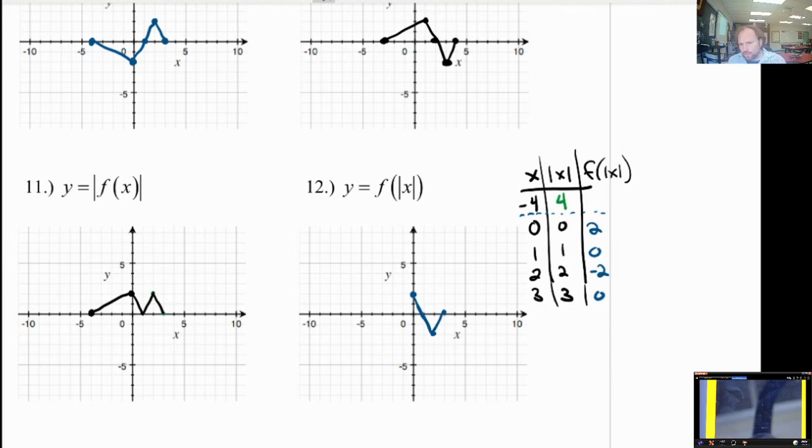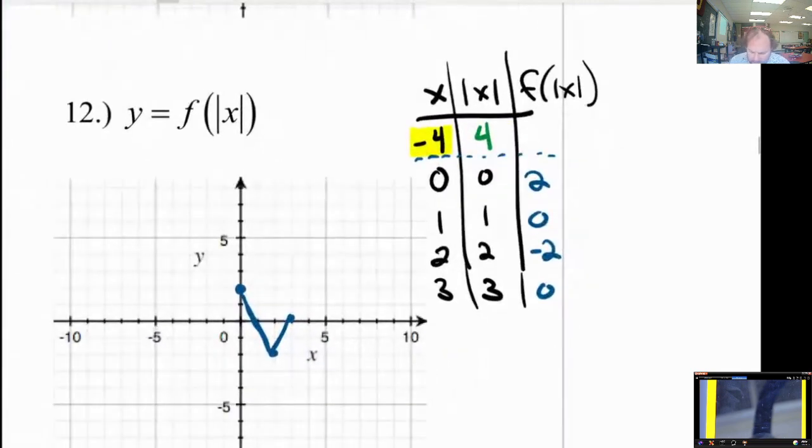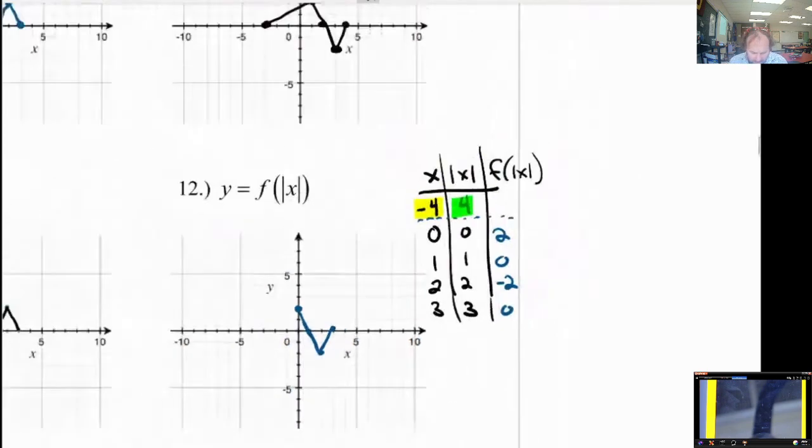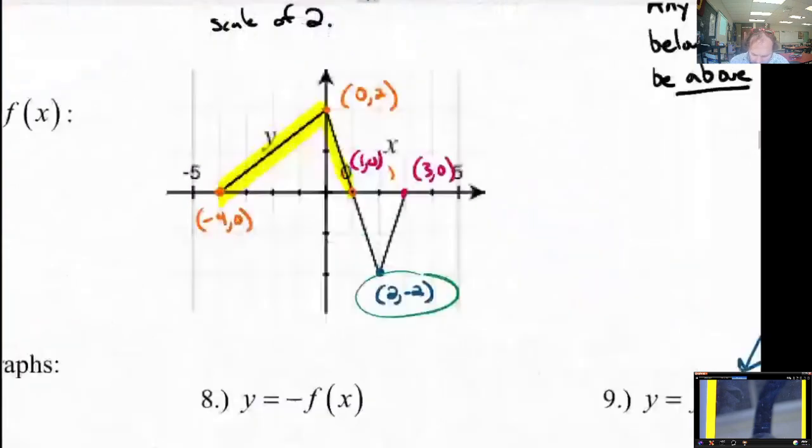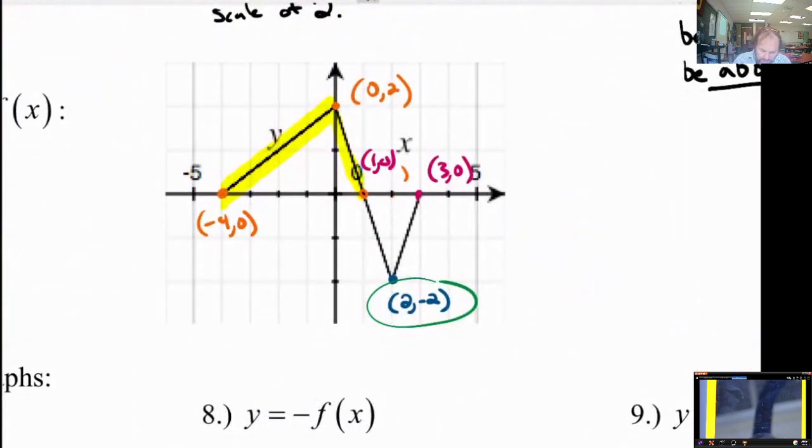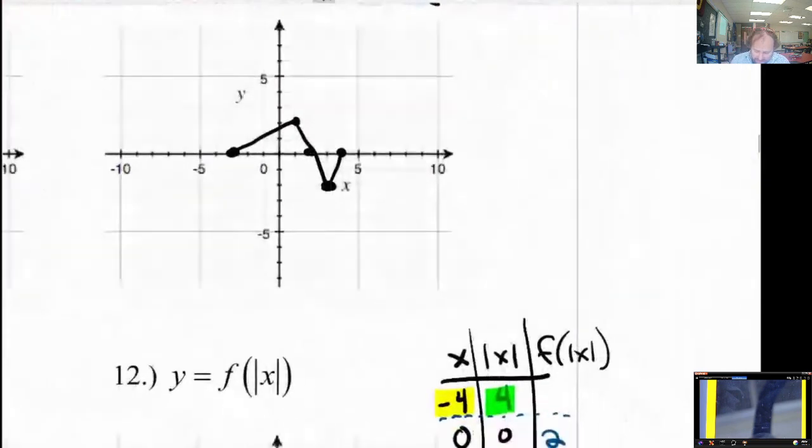So negative 4, let's think about that. We input negative 4 in the function. The absolute value becomes the positive 4, and now we're thinking about f of positive 4. Now f of positive 4 we actually don't have on this graph. Look at this. F of 4 doesn't exist. There is nothing on the domain of this graph beyond this point. There's nothing over here. So f of negative 4 actually doesn't exist on this graph, DNE.